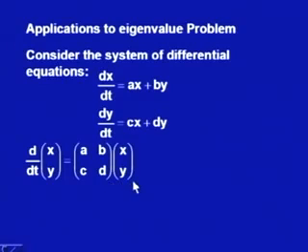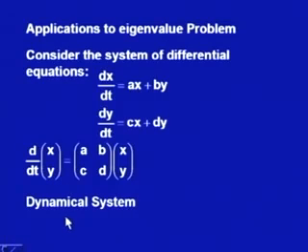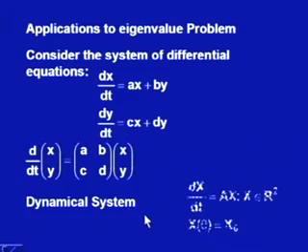This is a 2 by 2 matrix, this is a column vector, and we call this the dynamical system, and we write it as dx by dt is equal to Ax. I denote this matrix by A and this column as x. So, this is nothing but dx by dt, and the whole system is dx by dt is equal to Ax. So, x is a column vector in R2 because the dimension of x is 2. So, x belongs to R2.